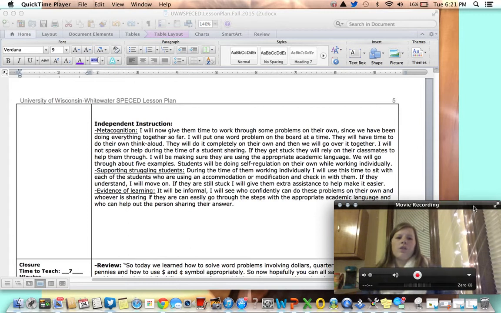So then, for the last part, this is the independent instruction. First I'll do the metacognition, which is like their own think aloud. So I'll give them work time to work on some problems of their own, since they've been doing everything together so far. I'll put 1 word problem on the board at a time, and they'll have time to do their own think aloud. They will do it completely on their own, and then we'll go over it all together at the end just to check everyone's work.